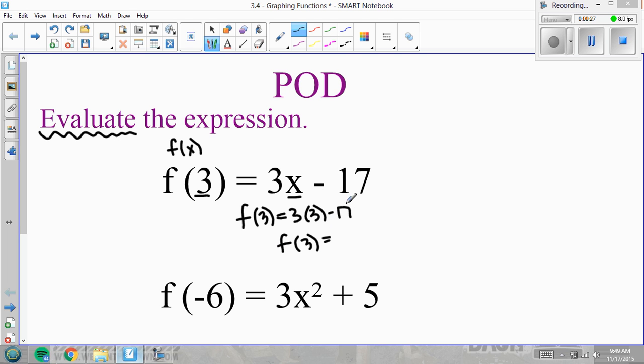So you can either plug this in your calculator, or if you can do it in your head, that is great also. So I know 3 times 3 is 9, minus 17. I know f of 3 equals negative 8.